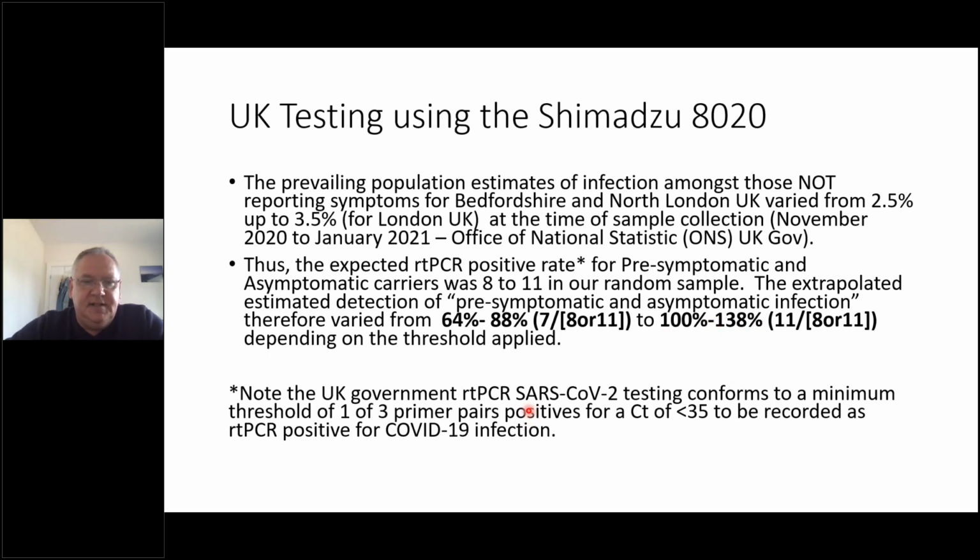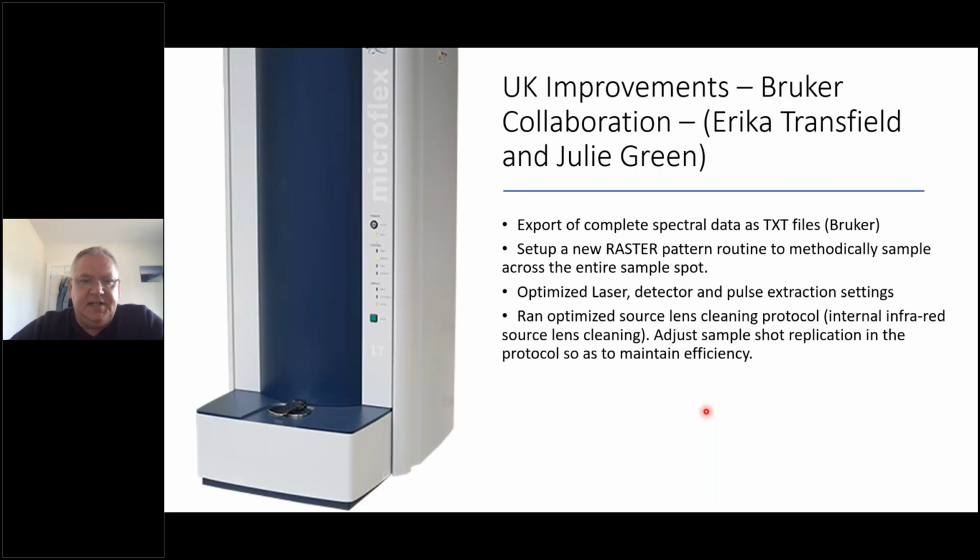One thing to note is that, unlike the American series, the CT cutoff on the RT-PCR in the UK, as I think is the same in the rest of Europe, is 35, not 40. So it's got a more conservative threshold for detecting COVID-19.